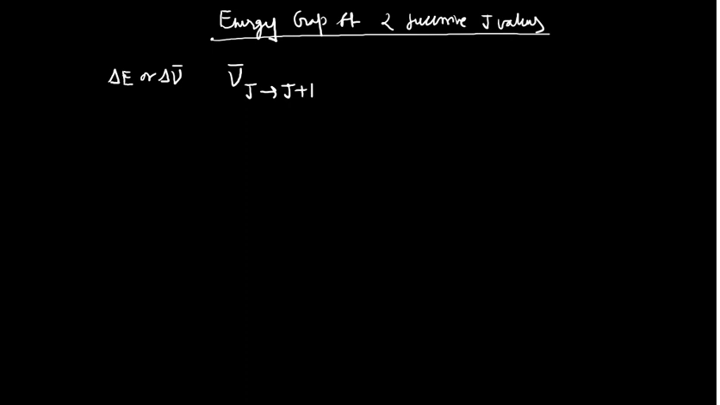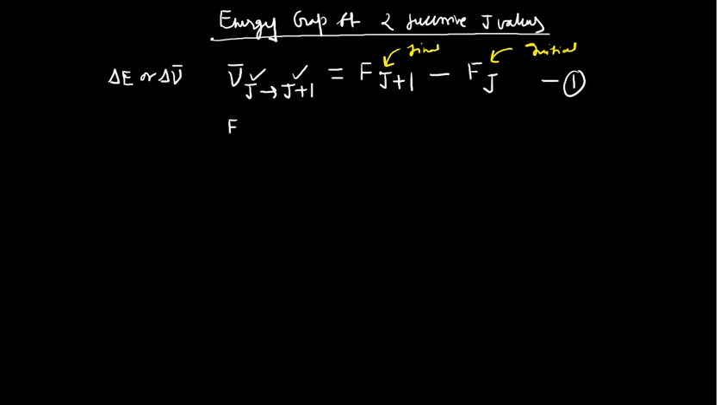And for this you may have your wave number when it is going from j equals 0 to j equals 1. In that case, what you can do, this is your rotational energy term at the final state, minus the rotational energy term at the initial state. You can write initial for this one and final for this one. Then, you know, Fj equals Bj into j plus 1. You have already calculated this in centimeter inverse.